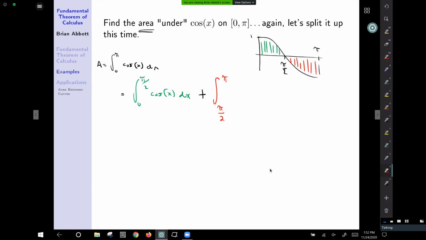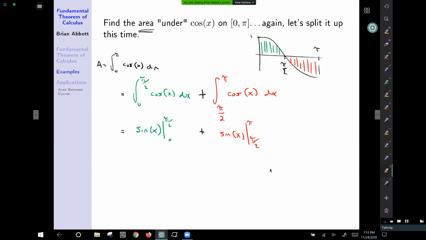Then cosine of x dx. All right, same logic follows. So how do you evaluate the integral of cosine? Well, cosine is the derivative of sine. So we're going to take sine and evaluate it from 0 to pi over 2, and then add to that, again, cosine is the derivative of sine, so this integral becomes sine evaluated from pi over 2 to pi.